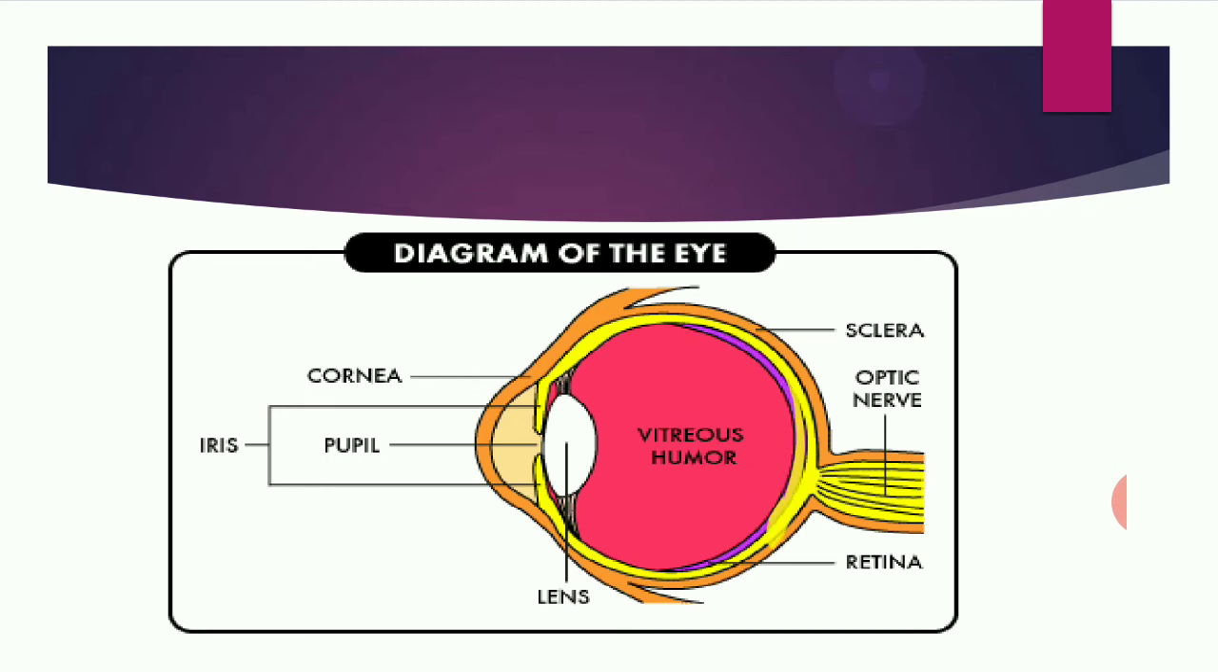Then what is the retina? The retina is a sensitive screen inside the eye where the light falls. Whatever object you see, its image falls on the retina. This is the retina.